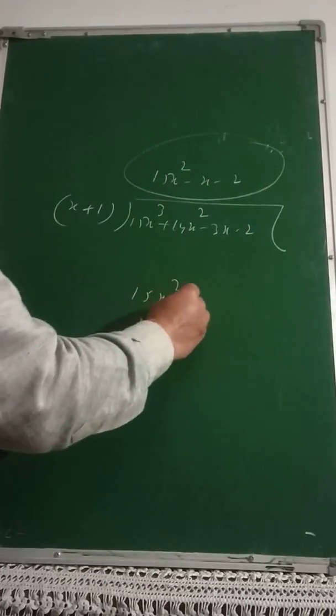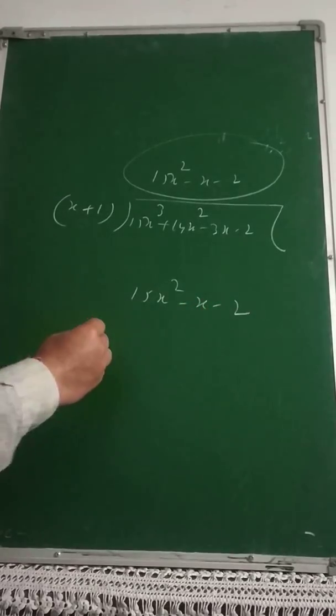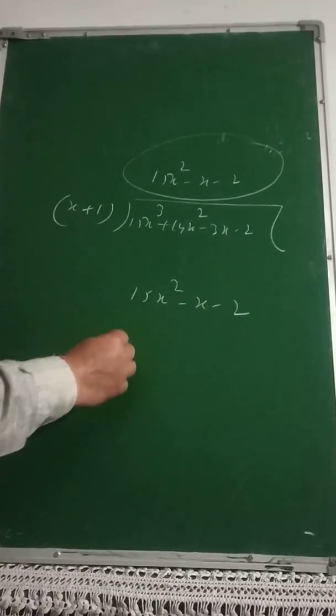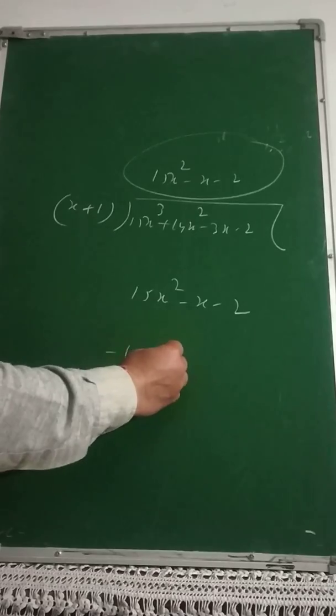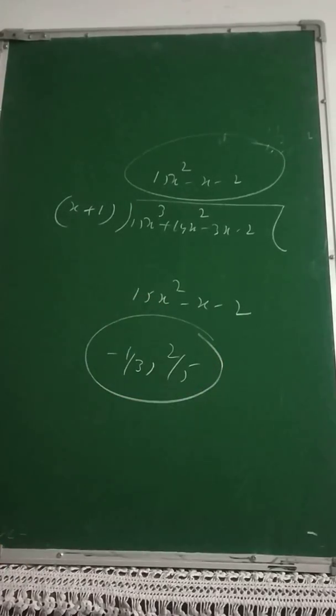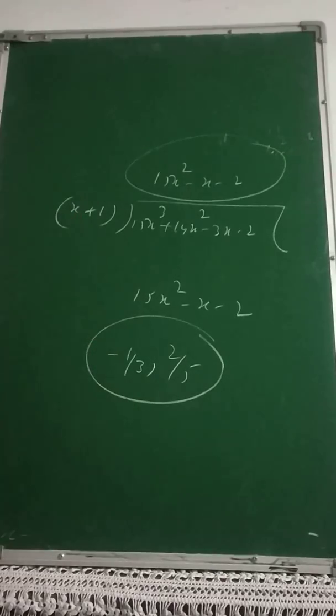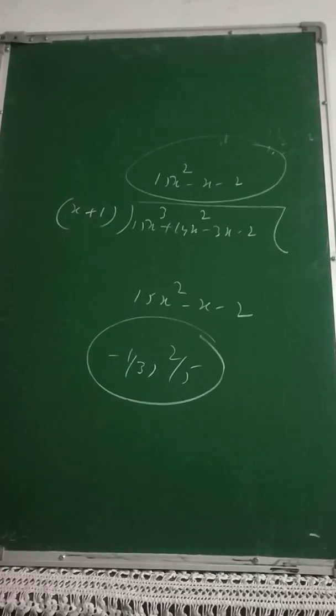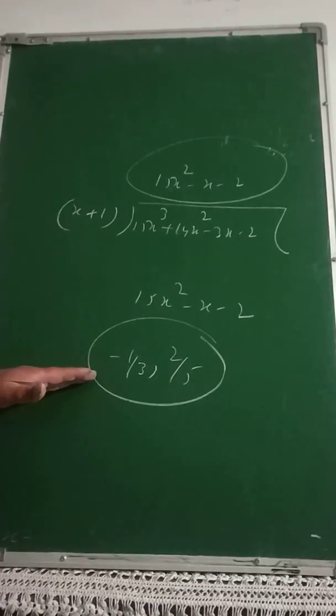Finally you need to split the middle term here to get the two remaining zeros, and by splitting these you will be getting minus 1 upon 3 and 2 upon 5. These will be the remaining two zeros for your question number 5. So each question is getting 3 marks. Please check your answers accordingly.